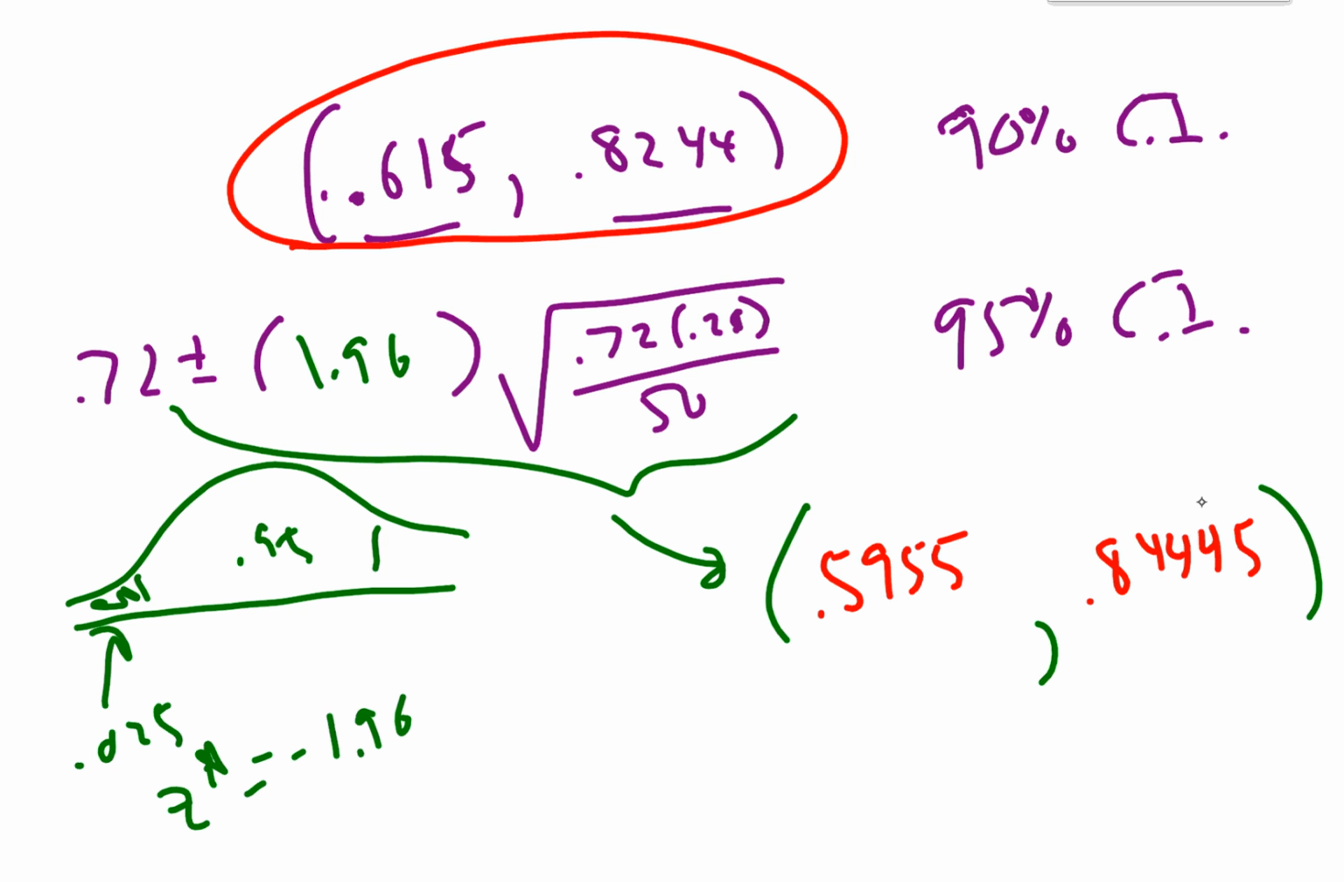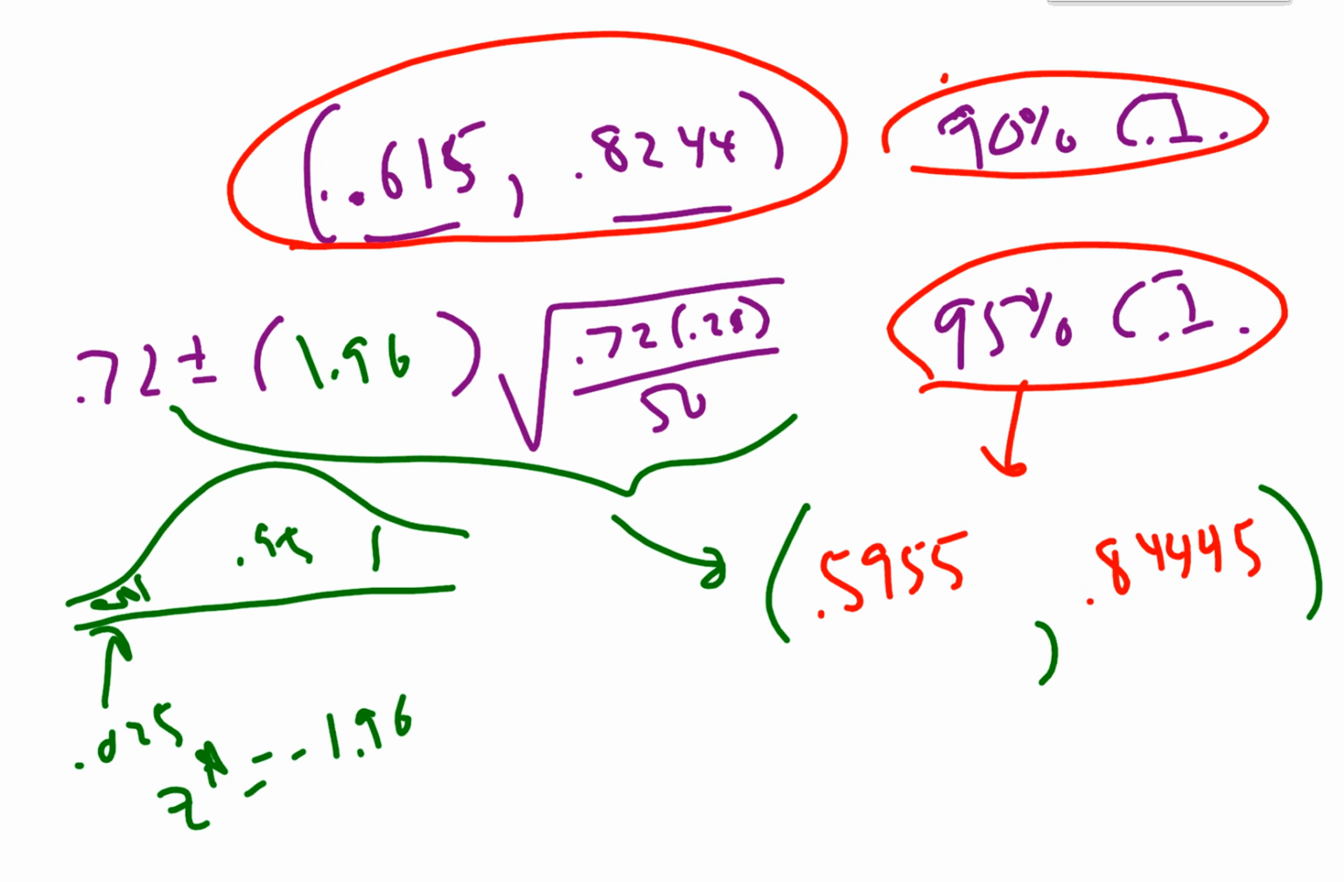Notice it is wider. You shouldn't be surprised by that. If you want to be more confident that you've captured the true mean, then you need to use a larger confidence interval. The one on top here, that's the smaller one. It's more narrow because we're only 90% confident the true proportion lies in that interval. And with regards to this one, it would be something wider because we're more confident that we've captured the true mean.